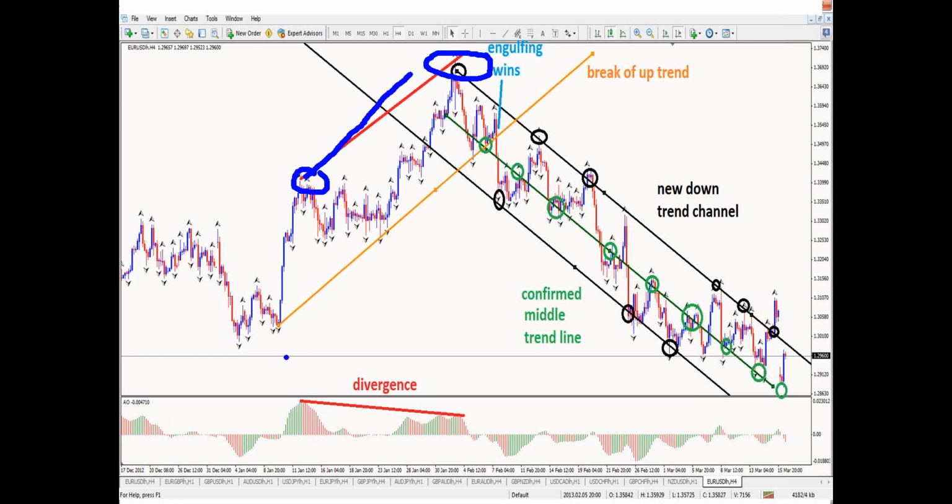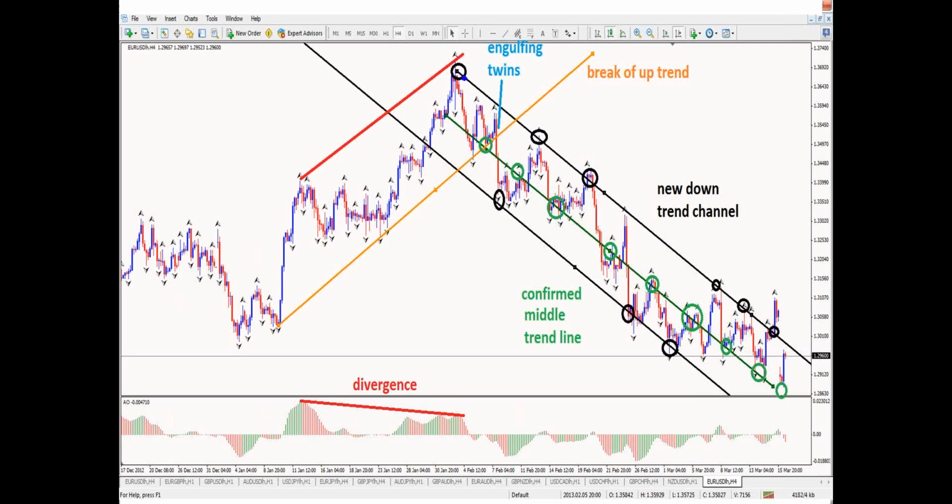We had a nice channel to the upside. That's the orange line here. But after the divergence, we made an impulse down, kind of a correction down, and broke the channel. We broke the key 4 hour support.